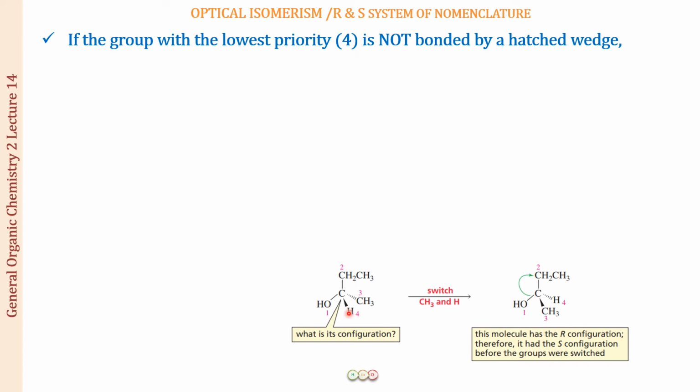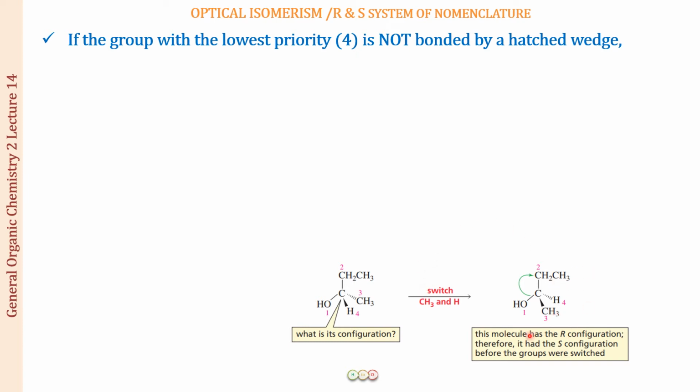Now having done that, what position is hydrogen occupying? A solid wedge. A solid wedge means that hydrogen is projecting towards us, not back. What we want is for it to be bonded by a hatched wedge, and the hash wedge position is being occupied by the CH3 group. So what do we do? Simply switch CH3 and H, and this is the projection you will get.